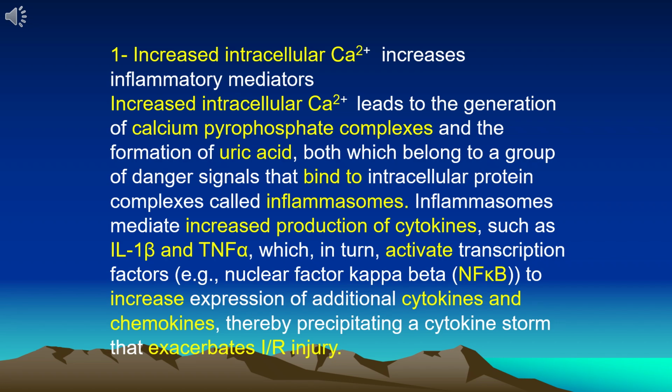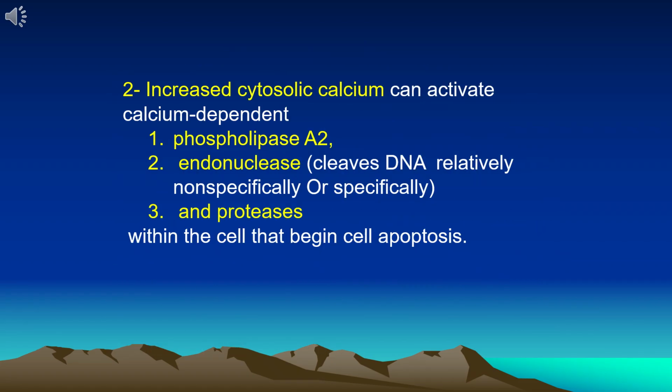The result is a self-amplifying, destructive feedback loop, a full-blown cytokine storm within the reperfused tissue. This storm recruits inflammatory cells, damages the microvasculature, and kills neighboring cells, thereby greatly exacerbating the initial IR injury. In essence, calcium overload is the match that lights the inflammatory fire, transforming a local injury into a widespread inflammatory assault.